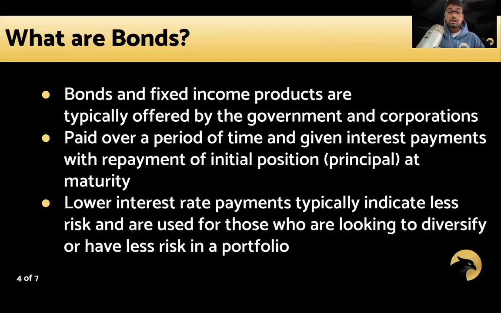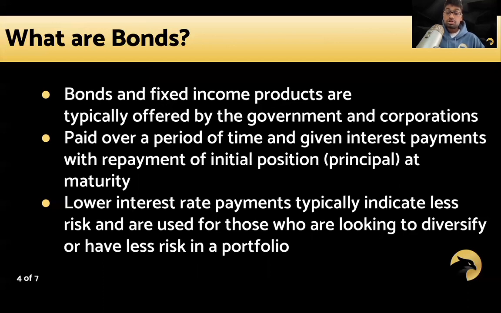Now, what are bonds? Bonds and fixed income products are typically offered by the government or corporations. Bonds are paid over a period of time, and you are given interest payments with the repayment of the initial position or the principal payment at maturity. So say, for example, you put $1,000 into a bond, then over a period of time, you're given interest payments. You can think of that similar to dividends. And then at the very end, you're given the initial $1,000 that you put in as well.